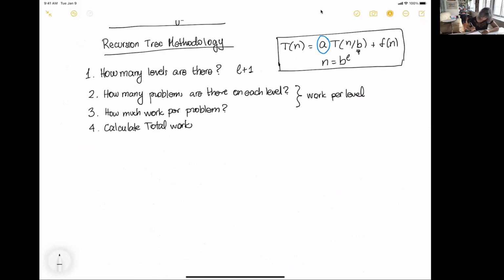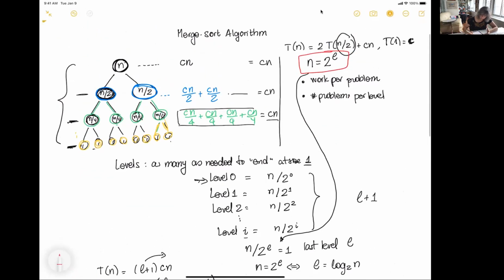Because once we have the work per level and the number of levels, we basically just have to add them up. So visually, if you want to see it in the tree, we have to add up the column that we get at the very end.